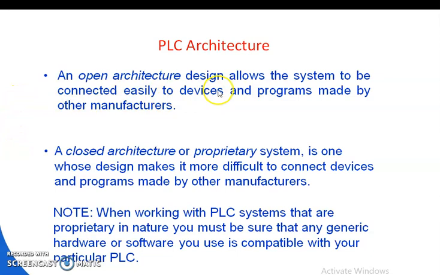An open architecture design allows the system to be connected easily to devices. The closed architecture system is one whose design makes it more difficult to connect devices and programs made by other manufacturers. But in open architecture systems, the programs made by other manufacturers can be used.